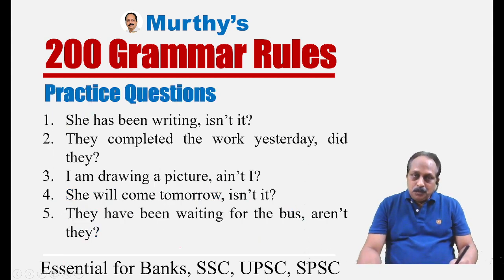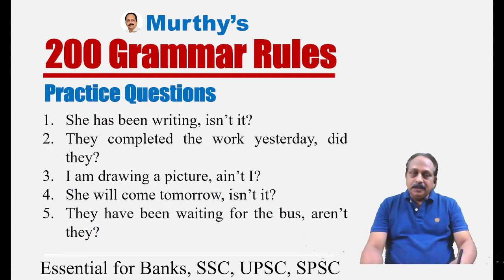A few practice questions. She has been writing. First, you have to know the tense. You have to focus on the appropriate helping verb. She has been writing, present perfect continuous. And what is the helping verb? Has. It is an affirmative. This is a common error. A lot of people, for every tense, they say, isn't it? Not at all correct. Why?